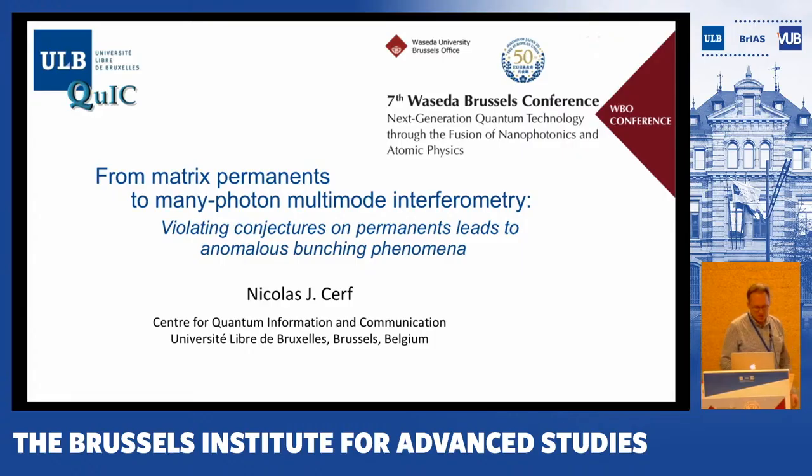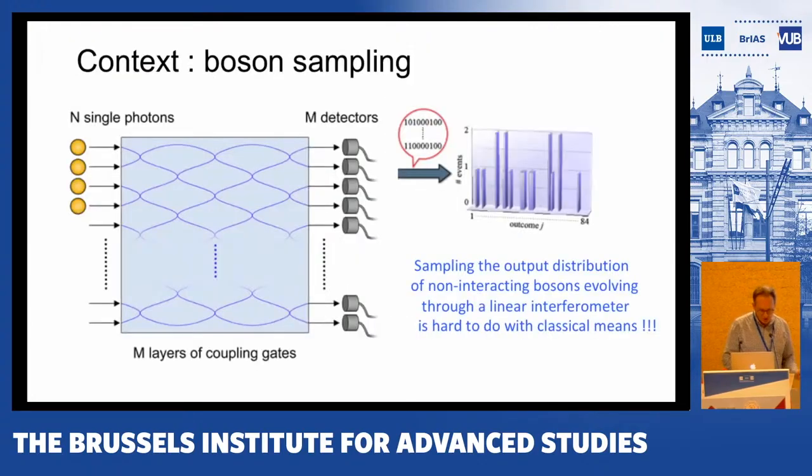So I'm going to talk about multi-photon, multimode interferometry and a specific phenomenon which we call anomalous photon bunching. The general context of our work is boson sampling. I guess you have all heard about the fact that sampling the output distribution when you have a bunch of non-interacting bosons processed through a linear interferometer is hard to compute, hard to simulate classically. And this leads to the idea that this may be a way of proving quantum advantage. This won't actually be the topic of my talk.